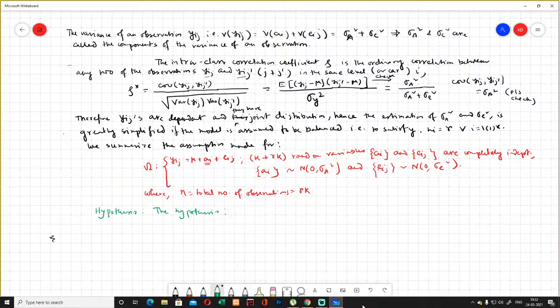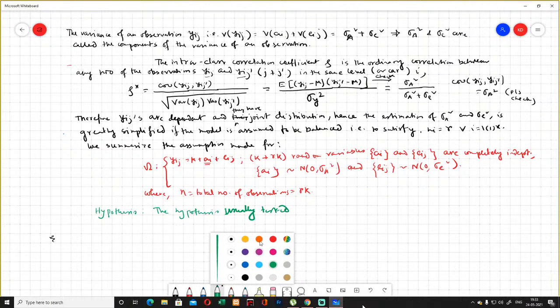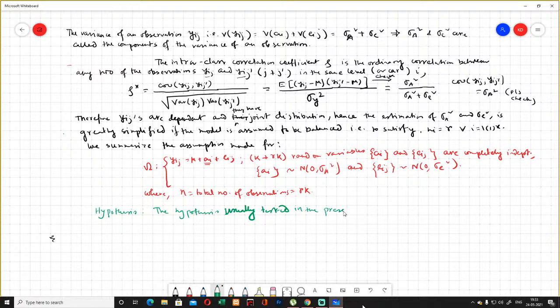The hypothesis usually tested in the present model, for one-way Anova or one-way layout, is H naught colon sigma a square equal to 0.